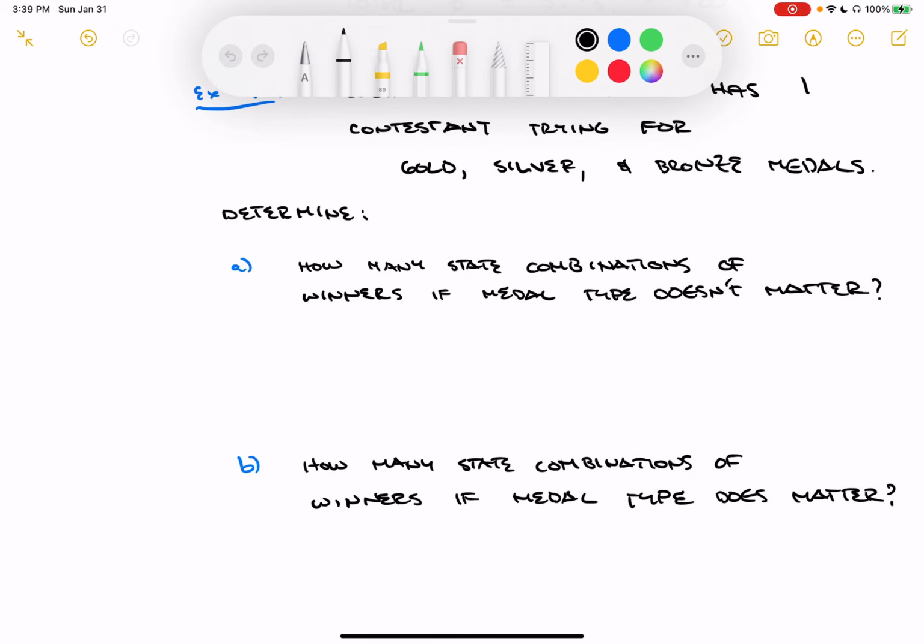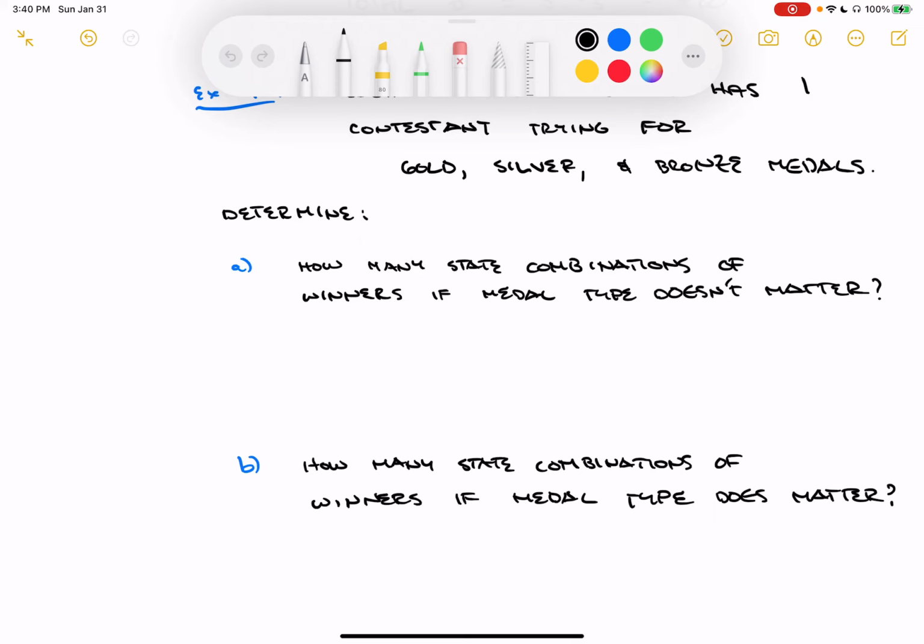So how many state combinations of winners are there if the medal type doesn't matter? And what does this really mean? It means that I've got 50 unique states, and there are 3 medals. In this first case, I don't care who is getting what medal. I just care which states are getting a medal. So maybe you're sending out a little news flash saying North Dakota, South Dakota, and Minnesota are the medal winners for the national random processes competition. We aren't necessarily saying that we care about which state got which medal.